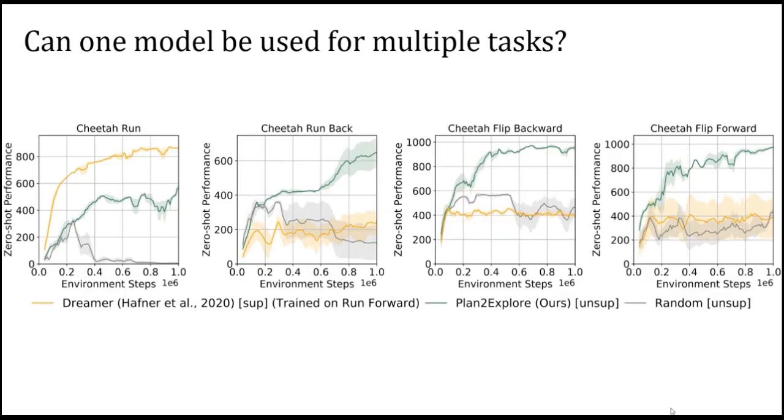Here, we show the results from a single model adapted to different tasks, such as running forward, running backward, flipping forward, and flipping backward. We also show a task-specific agent trained on running forward. While the task-specific agent fails on all the tasks it wasn't trained on, our task-agnostic agent is able to solve all the tasks very effectively. We see that our task-agnostic agent is naturally suited for multitask reinforcement learning.